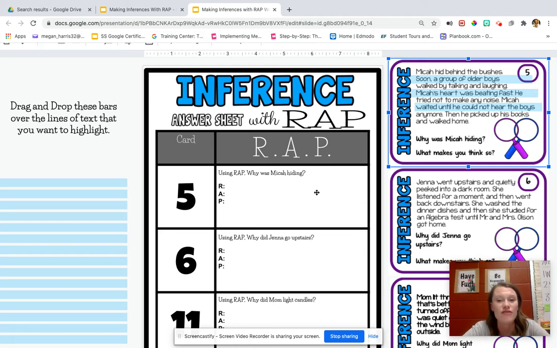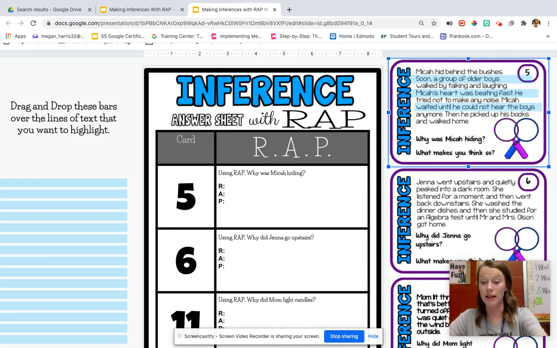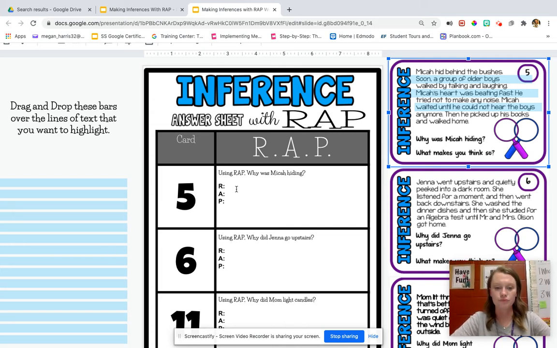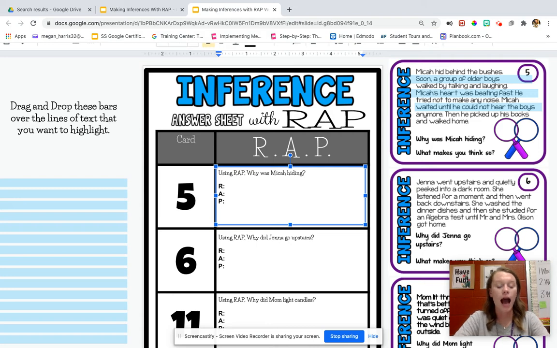So what could our inference be? That Micah was hiding from the boys because they were maybe bullies, or maybe he was afraid they were going to pick on him, okay? So in my box on restate, I know that I pull words from the question.